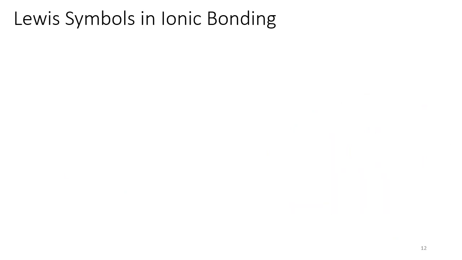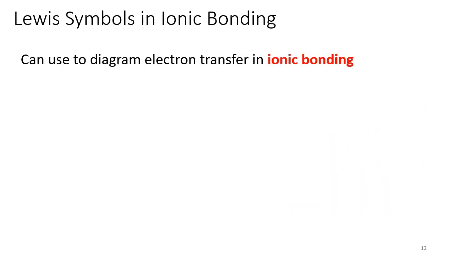We can use Lewis symbols in order to diagram the electron transfer that takes place in ionic bonding. We do not draw Lewis structures in order to represent ionic bonds because Lewis structures are only used for molecules, which are 2 or more nonmetals together. When we're trying to represent ionic bonding, we can go back to using Lewis symbols, which is the symbol for the element surrounded by the number of dots that are electrons that represent their number of valence electrons.